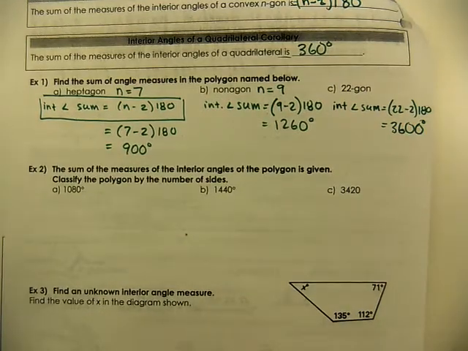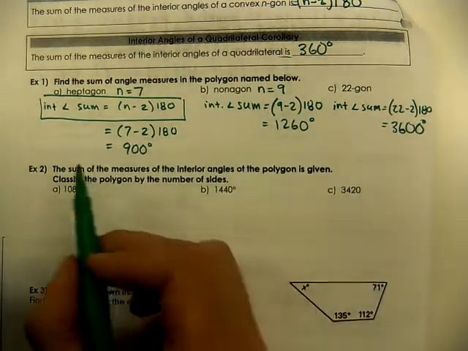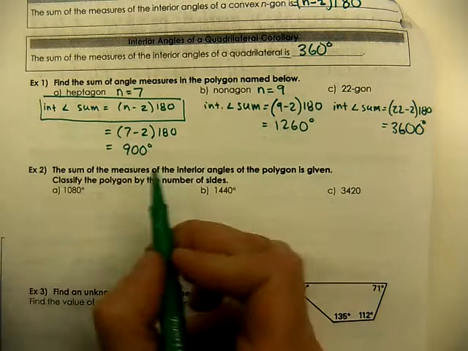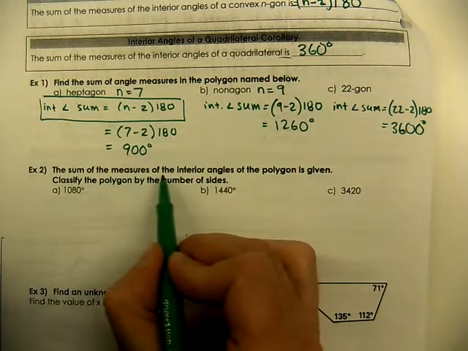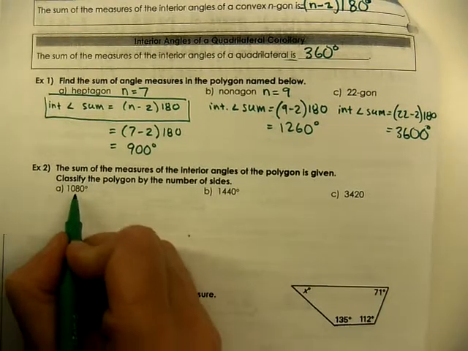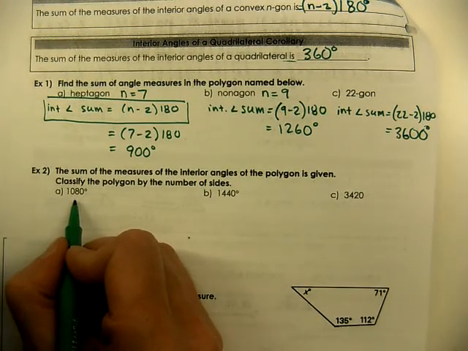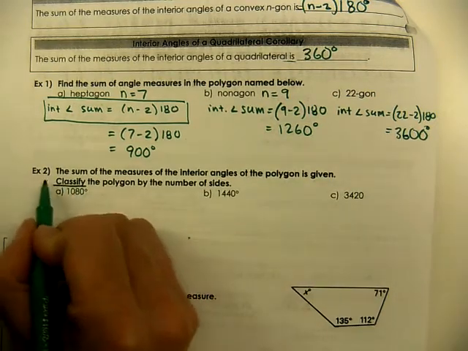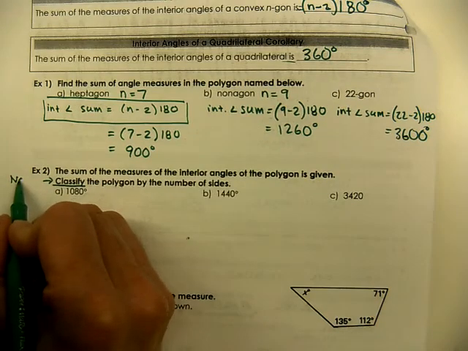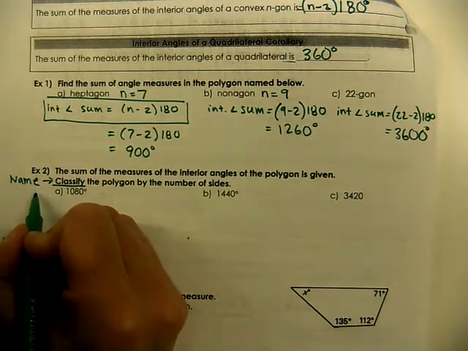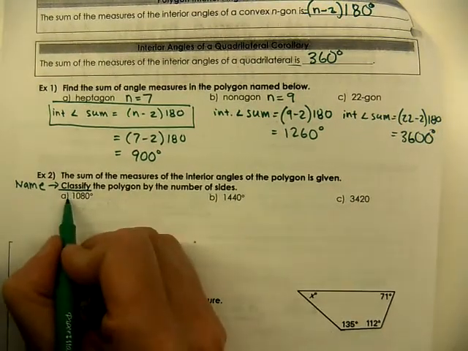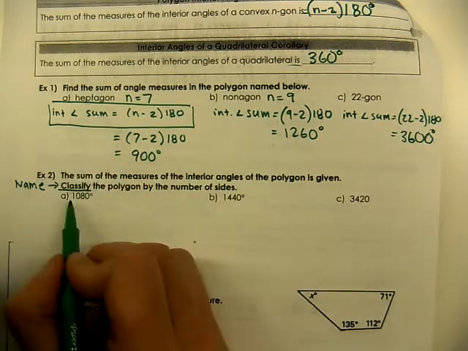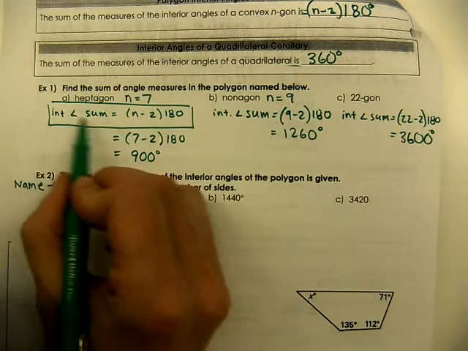Now we're using the same formula in the next row of examples, but there's a little bit of a twist. Now we're going to go backwards. Example 2 says, the sum of the measures, that's the left part of the equation, of the interior angles is given. So they're actually giving me the total. We have to work backwards to find the number of sides. And when they say classify, that means give it the name. So not just the number of sides, but what is the name of the object with the number of sides you just found. All right? So here in part A, we have a polygon whose interior angle sum is 1,080 degrees. So that goes here on the left side.